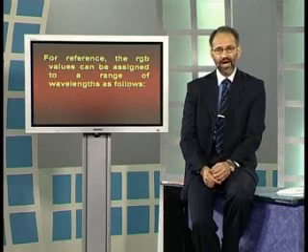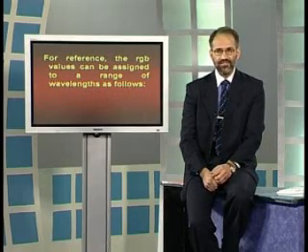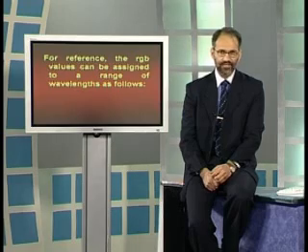For reference, the RGB values can be assigned to a range of wavelengths as follows. You can take a look at the range of wavelengths for blue. They are 455 to 492. For green, we have assigned 492 to 577, and for red, we have 622 to 780.